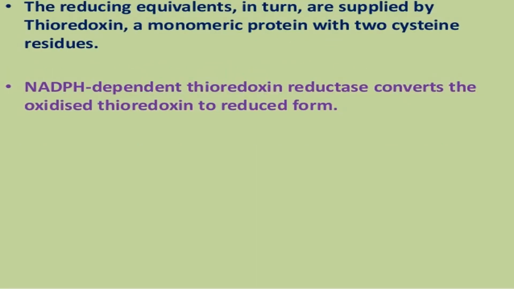Reducing equivalents in turn are supplied by thioredoxin, a monomeric protein with 2 cysteine residues, and we have already seen its picture, that it has two monomers, 2 R1 and 2 R2, and in this there are several SH groups. NADPH dependent thioredoxin reductase converts the oxidized thioredoxin to the reduced form.